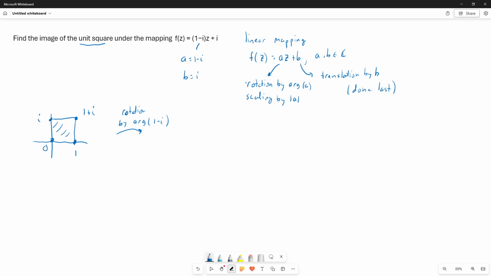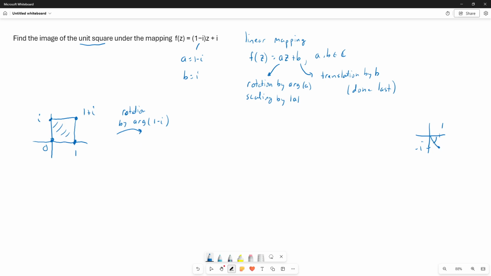And as for the rotation and the scaling, they could be done in either order. You could do the rotation first and then the scaling second, or vice versa, but the translation must be done last. That's just the order of operations. The addition of b comes after the multiplication by a. So rotation by the argument of 1 minus i.